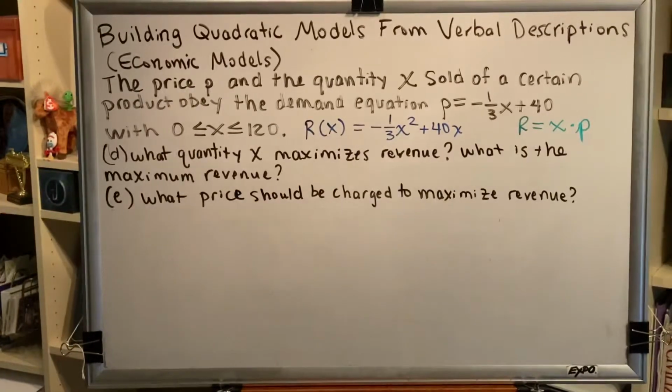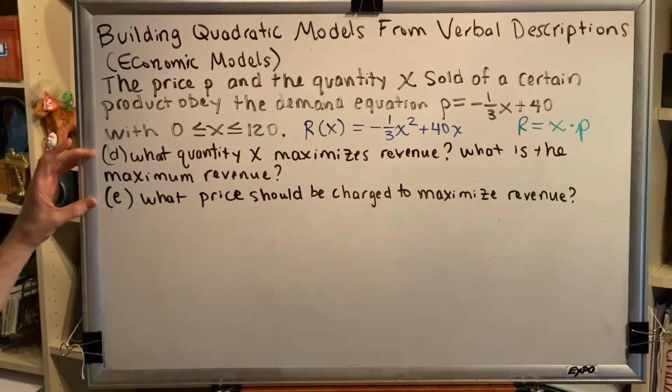The topic of this video is building quadratic models from verbal descriptions, economic models. We now finish the previous problem. In the previous problem we did parts A, B, and C. We are now going to do parts D and E.